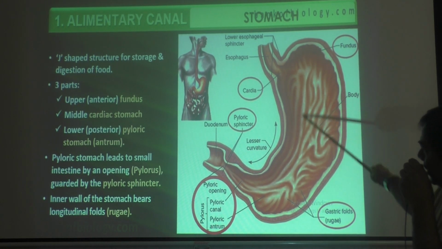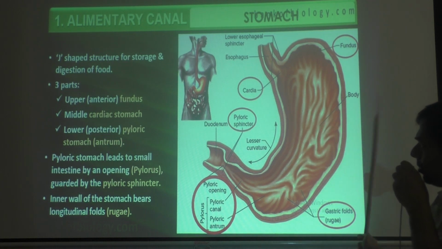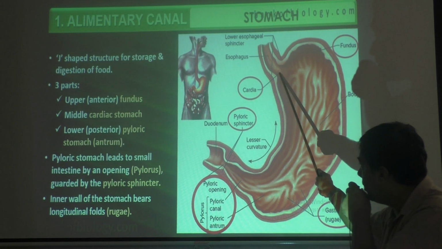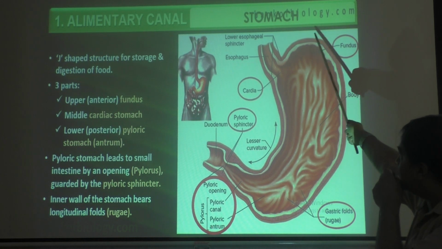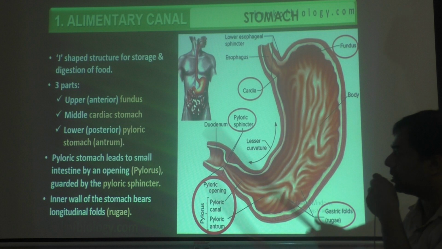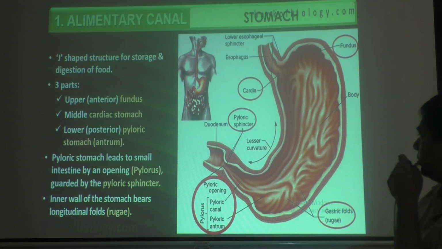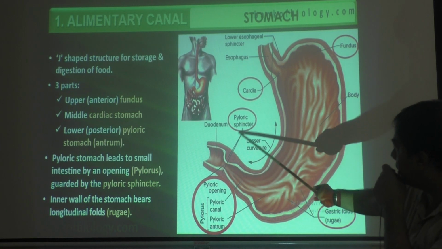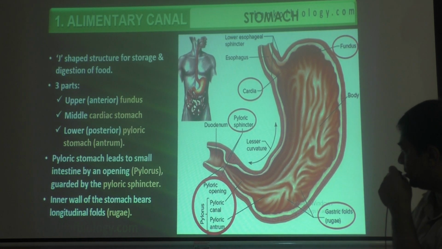Okay, then the middle part, that is called cardiac or cardia. It's written here, cardia or cardiac. The middle part is called cardia. The upper part or sides, that is fundic, and the middle part is called cardiac stomach. Then the lower part is called pyloric stomach. You can see it's written here. This is the pyloric part. The lower part is called pyloric stomach.